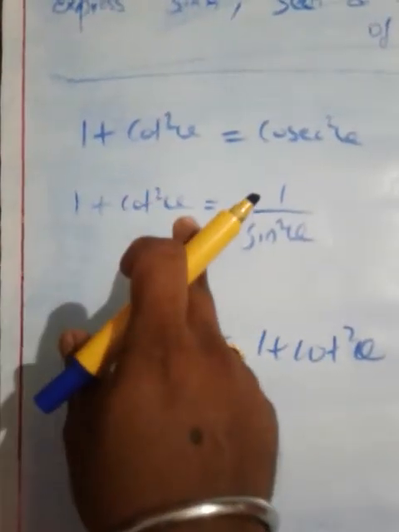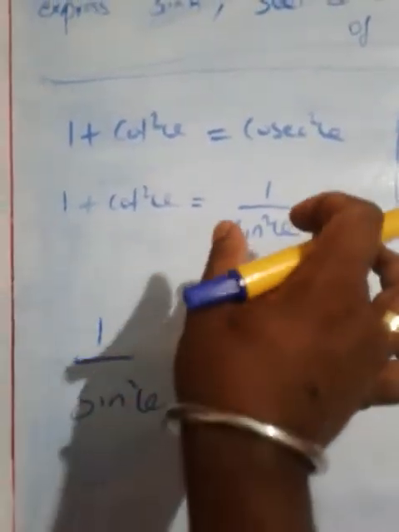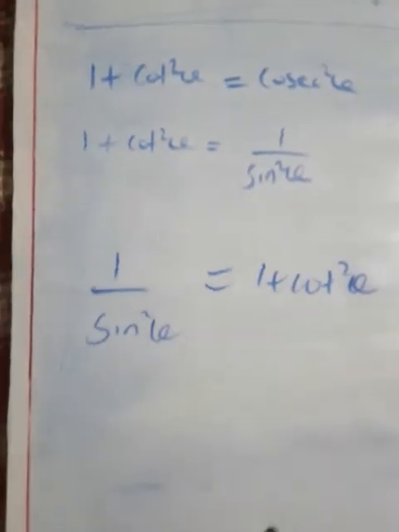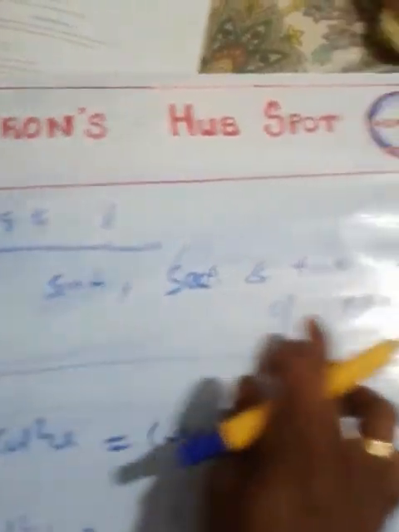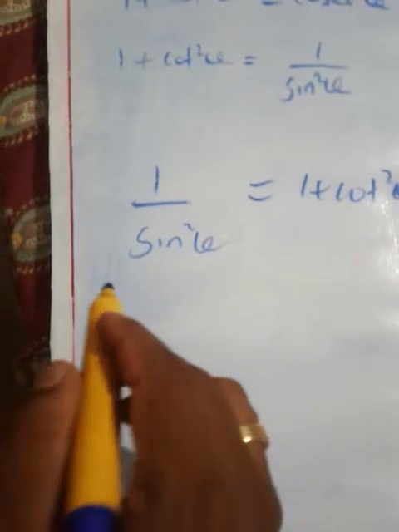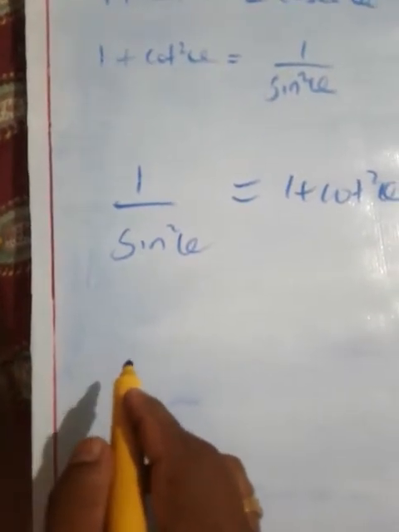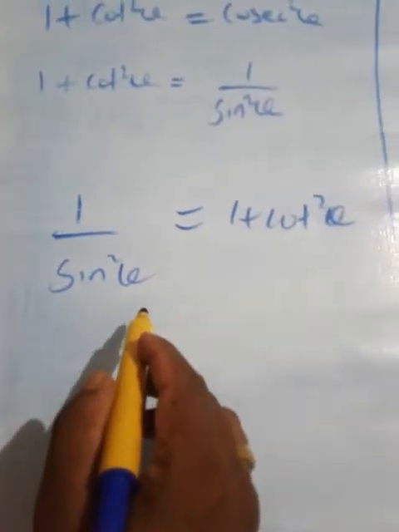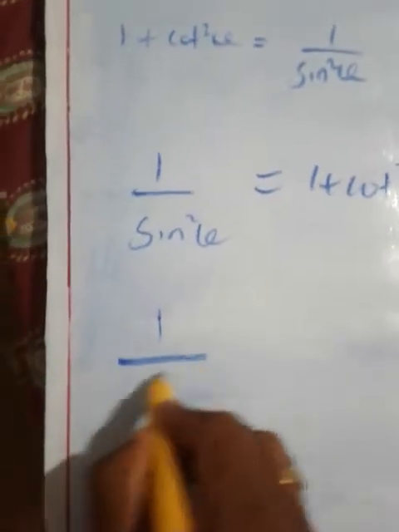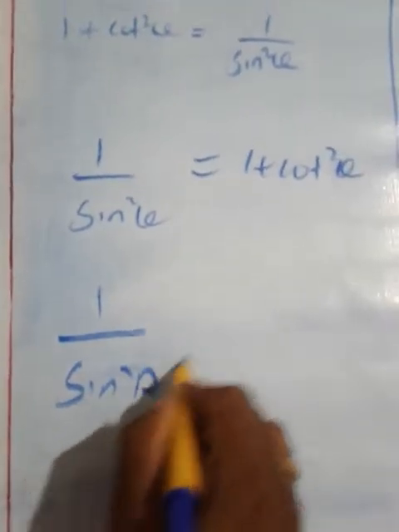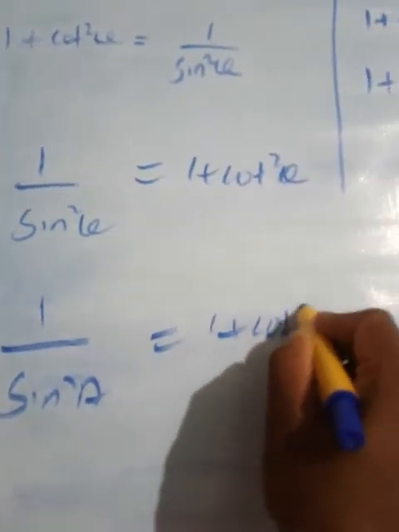See, 1 plus cot square theta is equal to 1 by sine square theta. I can write it as 1 by sine square theta is equal to 1 plus cot square theta, no? Because here the question is sine A in terms of cot A. So LHS should contain sine A and RHS should be in terms of cot A. That's the rule. And now we need sine A, isn't it? But this is the angle in terms of theta. So I am going to write it in terms of A. 1 by sine square A is equal to 1 plus cot square A.